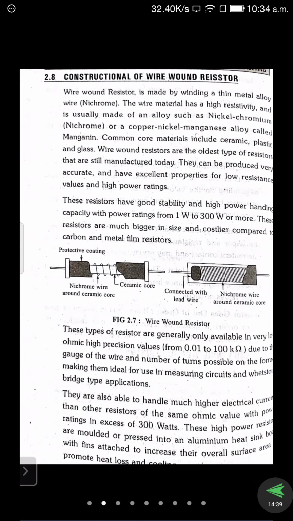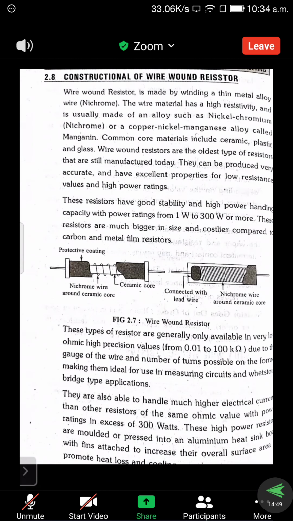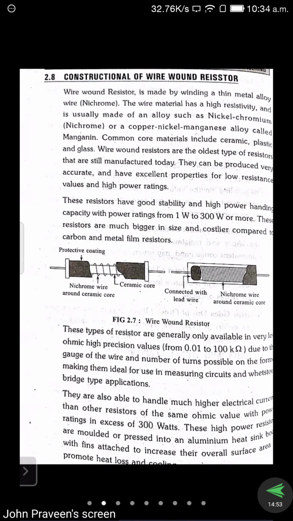So it is an insulating coating. Generally we are placing oxide, red oxide, or any other materials which resist the environment conditions. That type of coating we place on the surface of the nichrome wire. The first end and second end will be connected to the leads: first end connected to one lead, second end connected to another lead. Why are we connecting them? To place it in a circuit, the two ends are essential.